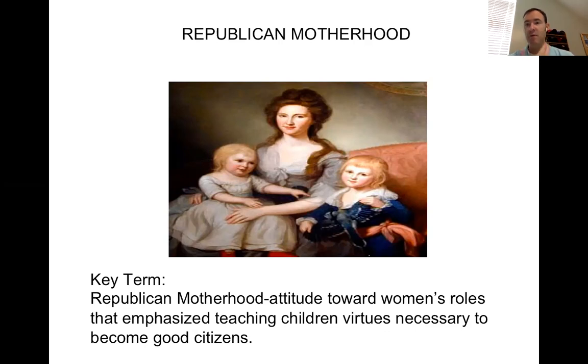Now, is she saying that women should not work? I don't know if I would go that far, but definitely she's making a strong case that if you want women to really take upon this role of Republican motherhood, you have to equip us with the education to be able to carry it out. A good definition, if you want to pause your screen, of Republican motherhood: attitude toward women's roles that emphasize teaching virtue necessary to become good citizens.